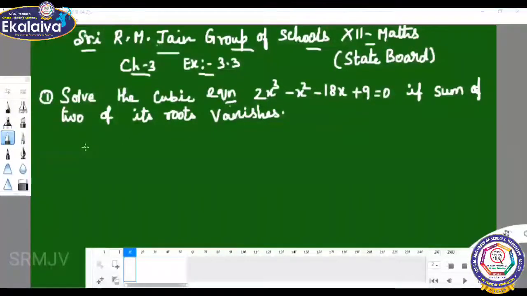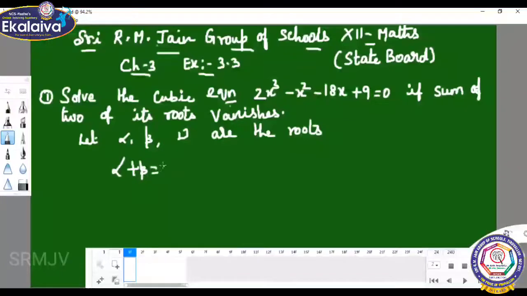Suppose you can take it as, let alpha, beta and gamma are the roots. Two roots vanish means alpha plus beta equal to 0. It means alpha equal to 0 and beta equal to 0 because the two roots vanish. So alpha value is 0 and beta value is 0.